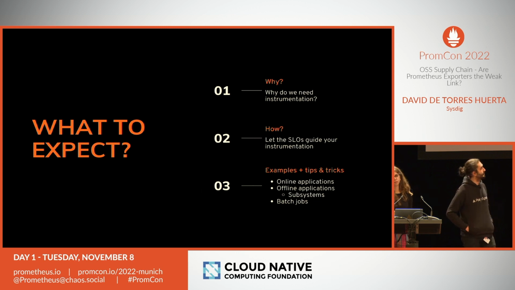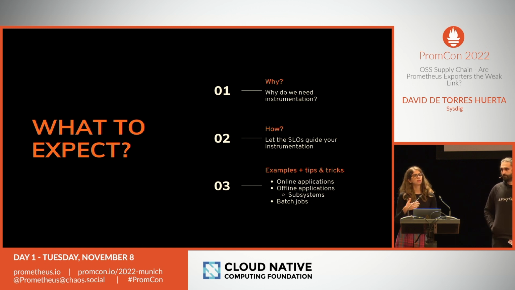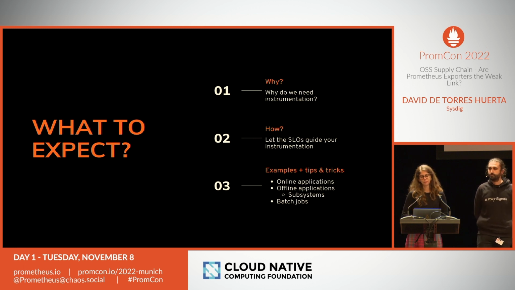Cool. So what can you expect from our talk today? First, we want to understand why we need instrumentation in general. We will also talk about best practices of instrumenting your application, using some examples, mainly with the client Golang library, but that you can also apply to other languages as well. Then we will see some tips, and different types of applications: online applications, offline applications, batch jobs, and also check about SLOs and SLIs.